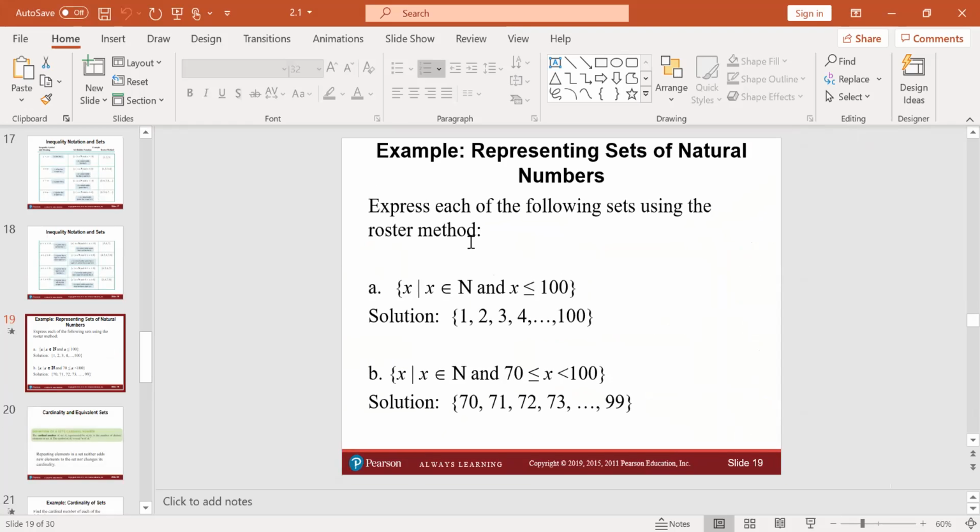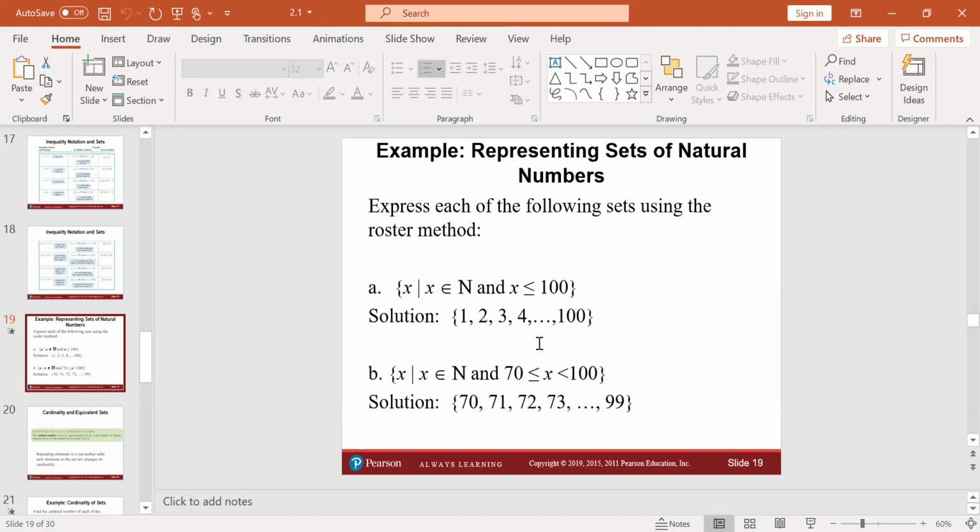So if you want to express each of the following sets using the roster method, remember roster method is where you basically list them out as much as you can. This set is all x such that x is a natural number and x is less than or equal to 100. Well, it's not going to be infinitely large because it's bounded from above. So you can go all the way as low as 1, and then you can count your way up to 100. That's what this set would look like. All natural numbers less than or equal to 100.